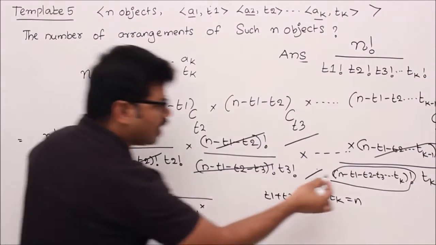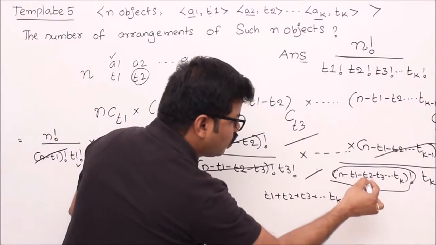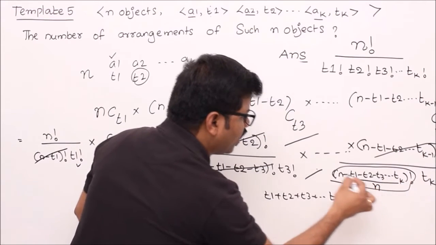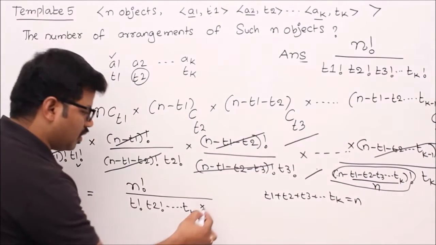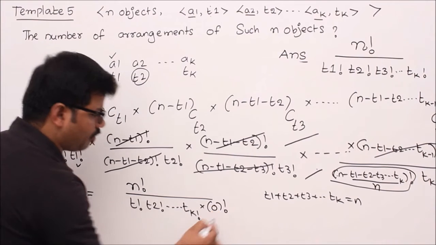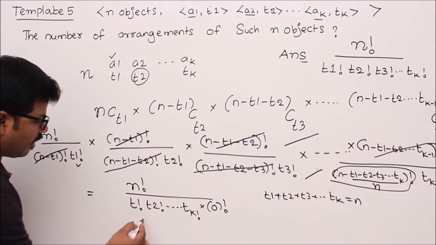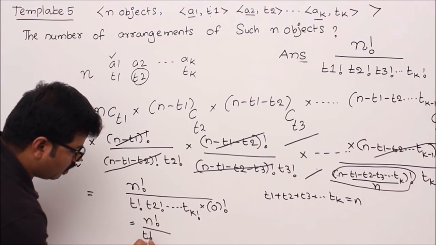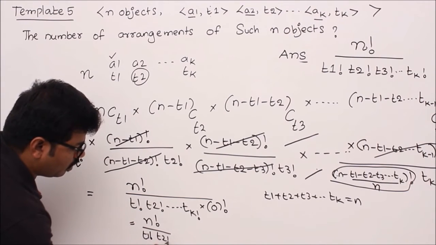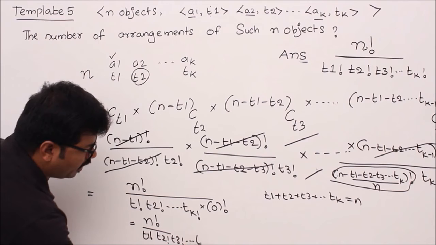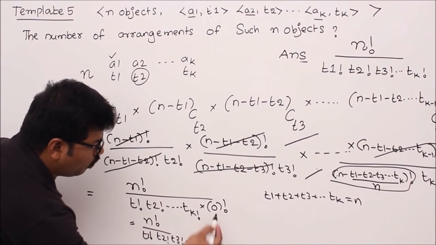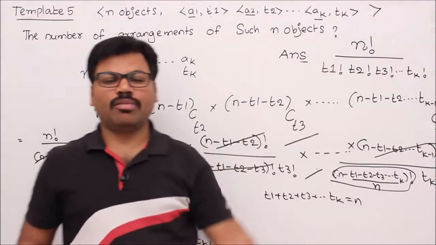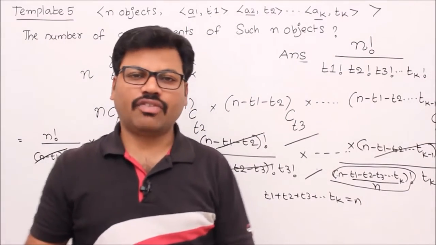So I can substitute that here. Then t1 plus t2 plus so on tk will be n. Then this term will become n minus n, which is 0. So 0 factorial. So that is nothing but n factorial by t1 factorial, t2 factorial, t3 factorial so on tk factorial into 1. That's it. So finally it will be simplified to n factorial by t1 factorial, t2 factorial, t3 factorial so on tk factorial.